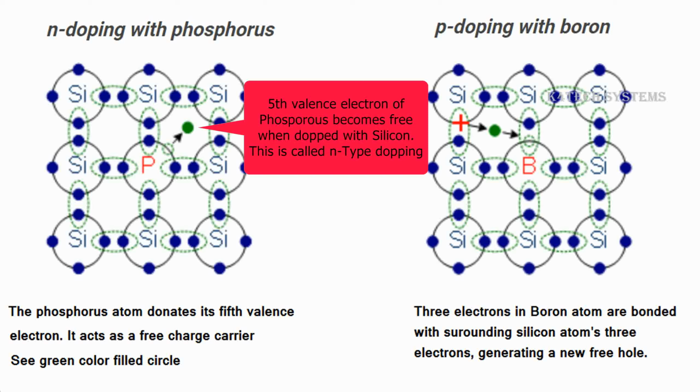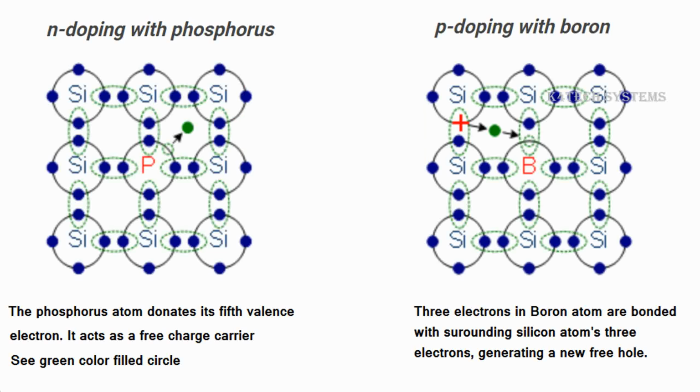The fifth electron in the phosphorus atom becomes free and becomes a charge carrier. This free electron requires only less energy to move from the valence band to the conduction band. It requires only lesser energy than the energy required for moving the natural electrons of silicon. It is the main reason for modifying the silicon atom and using it in solar panels.